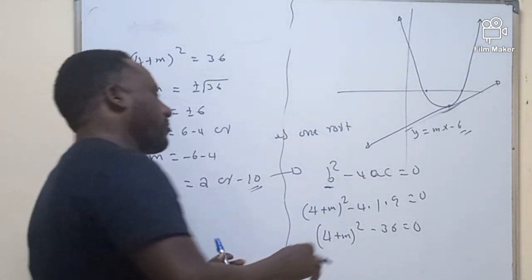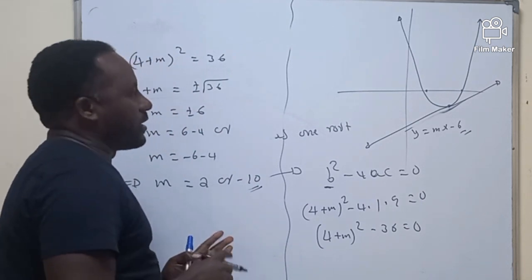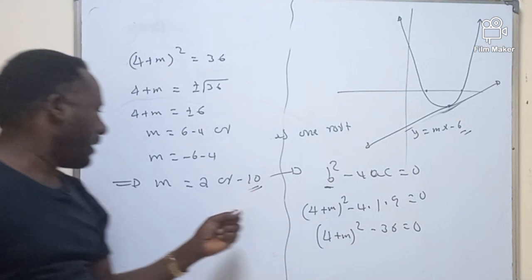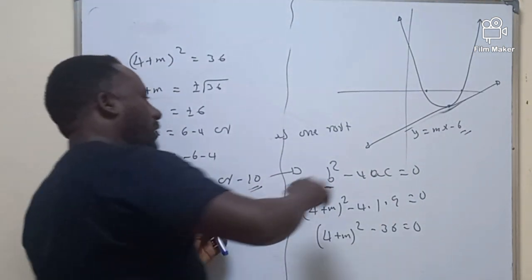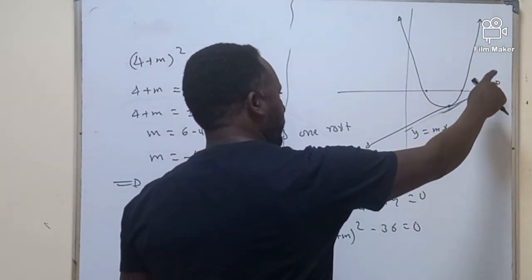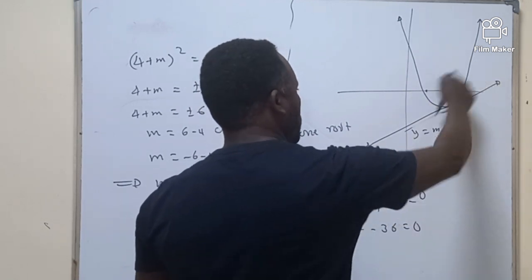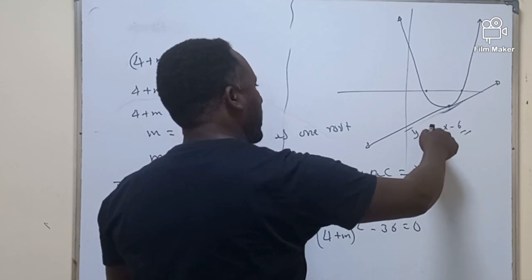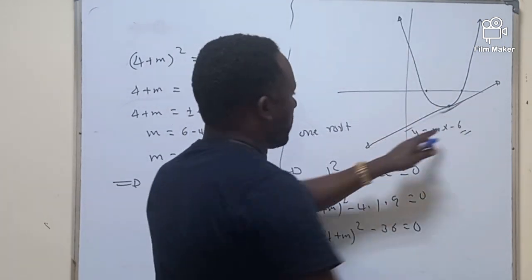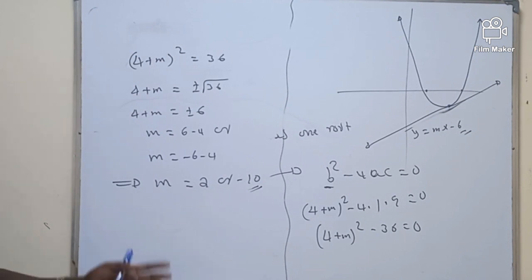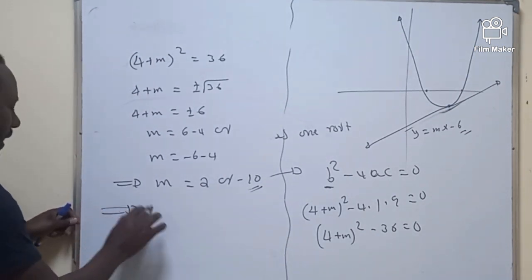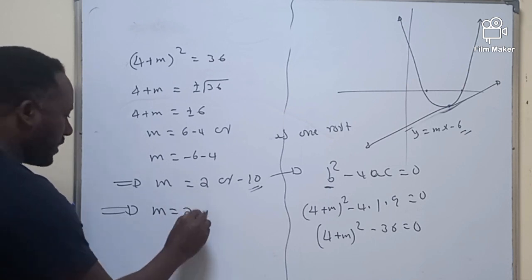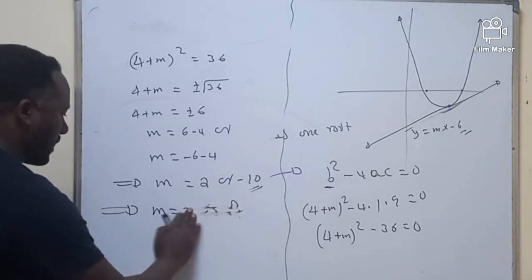Look at this one, because the graph of the quadratic function is just like this. If m is 2, the graph is going to be this way, it will cross this way. If m is minus 10, the graph is going to be like this one, so there will not be an x-intercept. So this implies that m equals 2 is its only value.